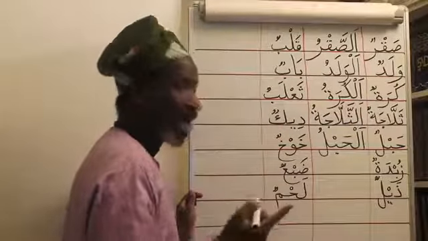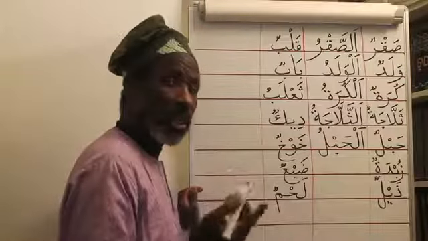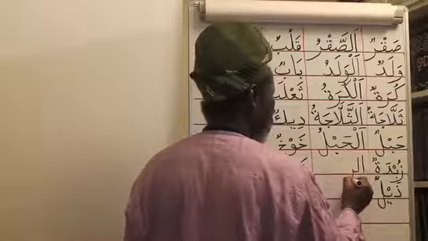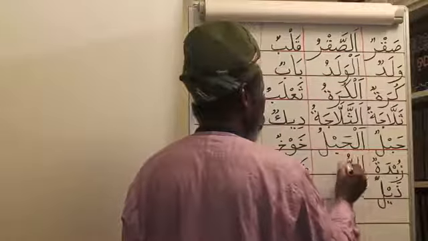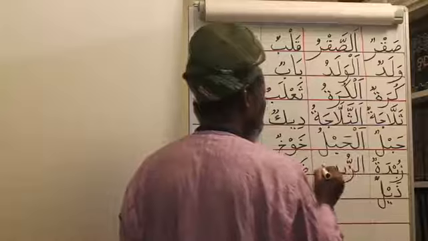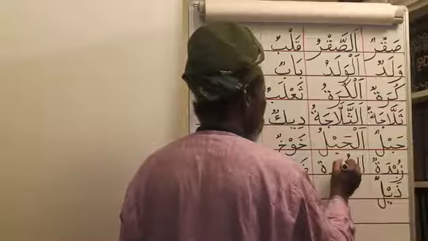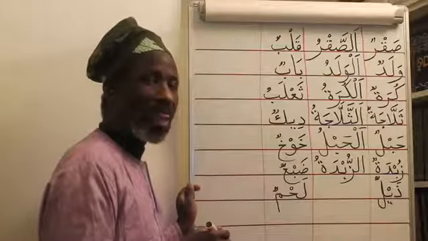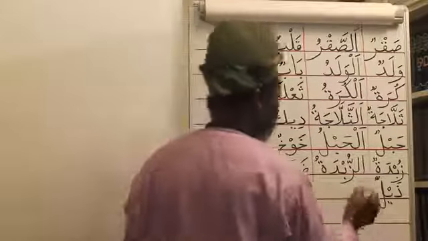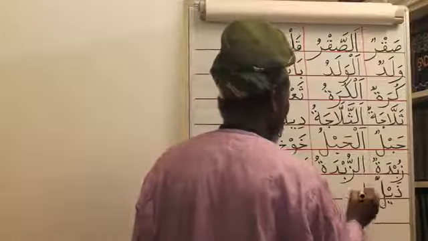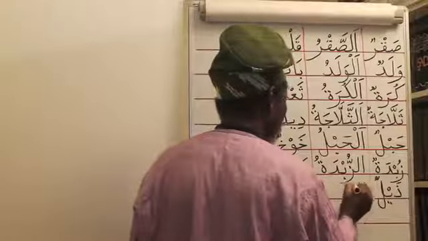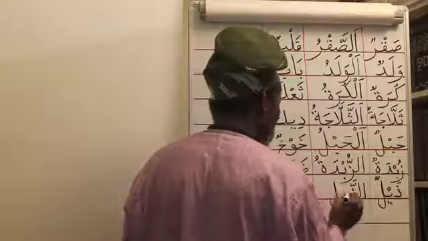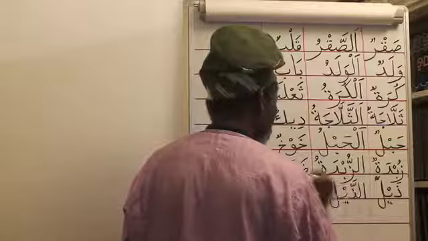Zubdatun. Zay is a sun letter. Az-Zubdatu. Dhailun. Adh-Dhailu. Sun letter as well, with shadda.